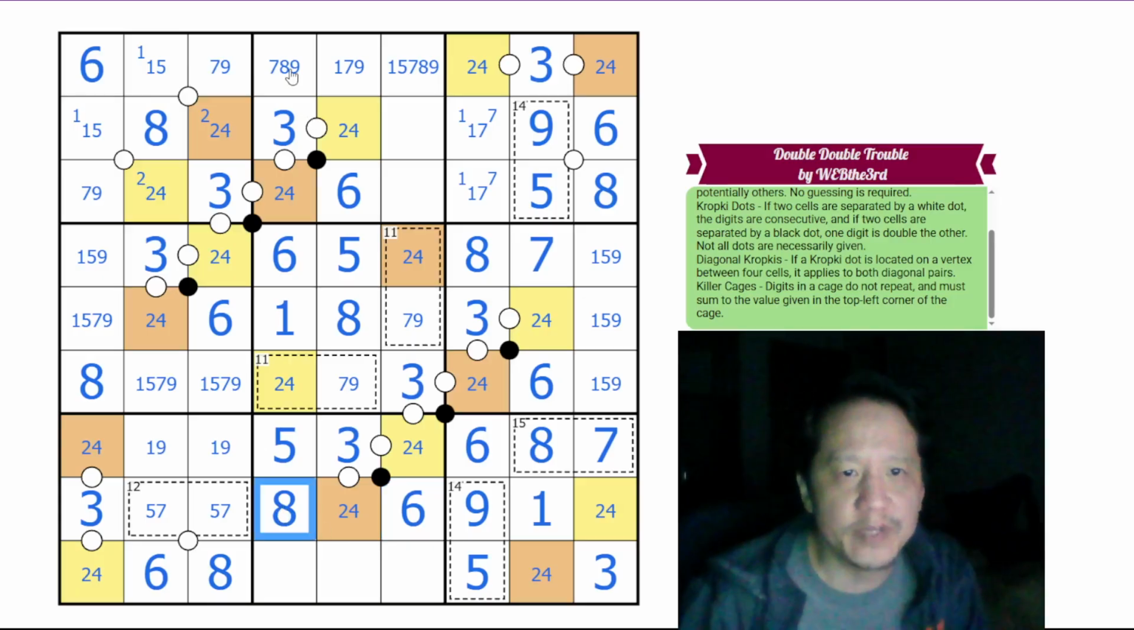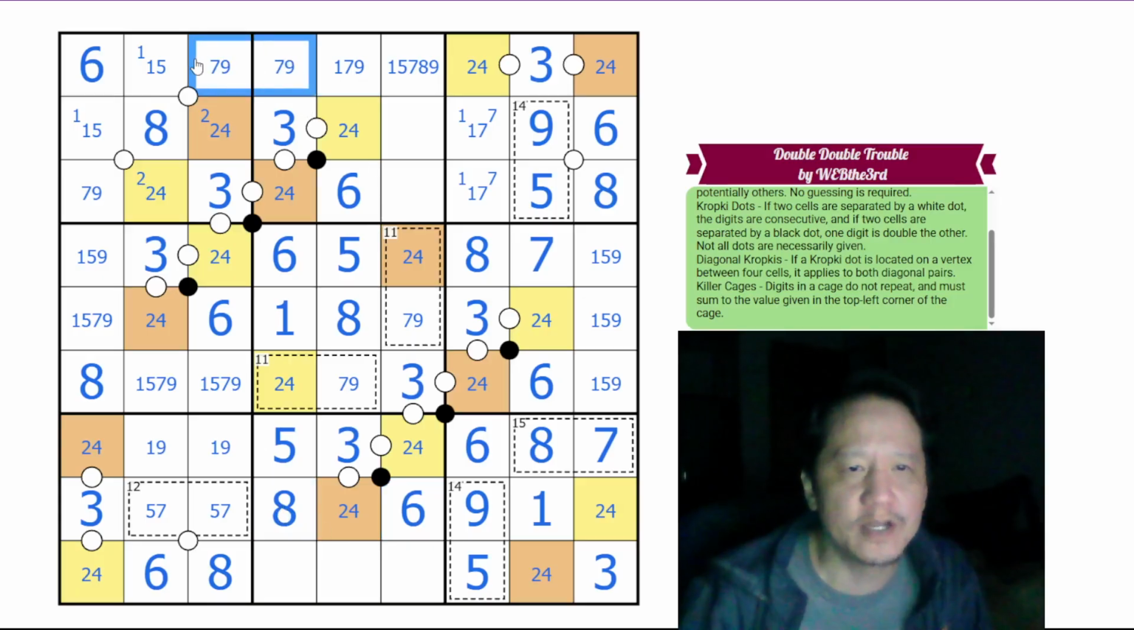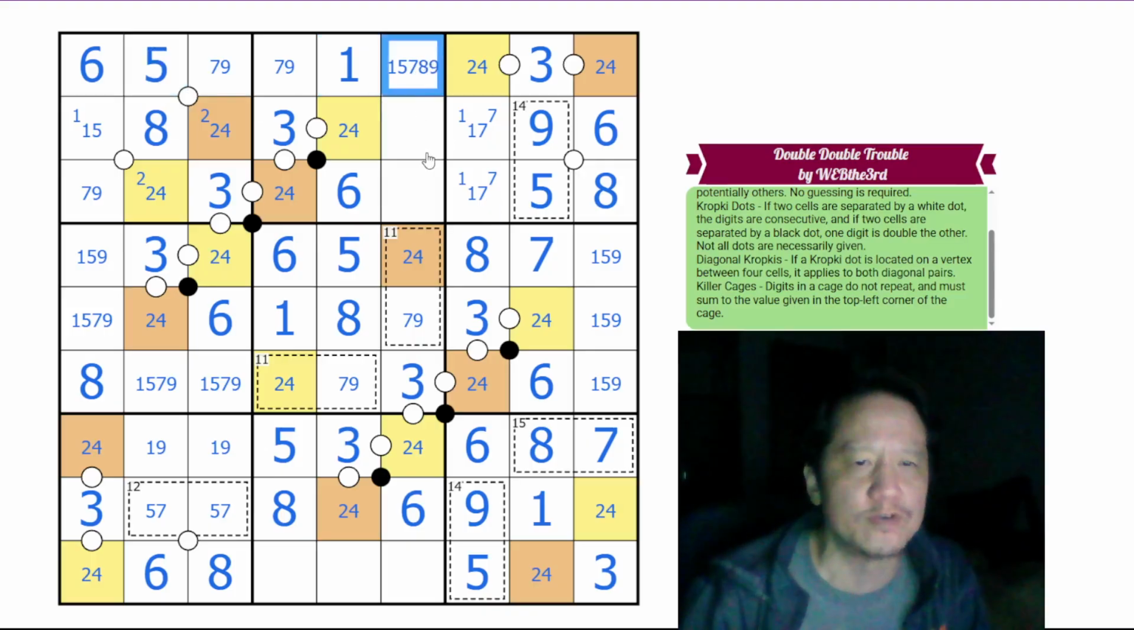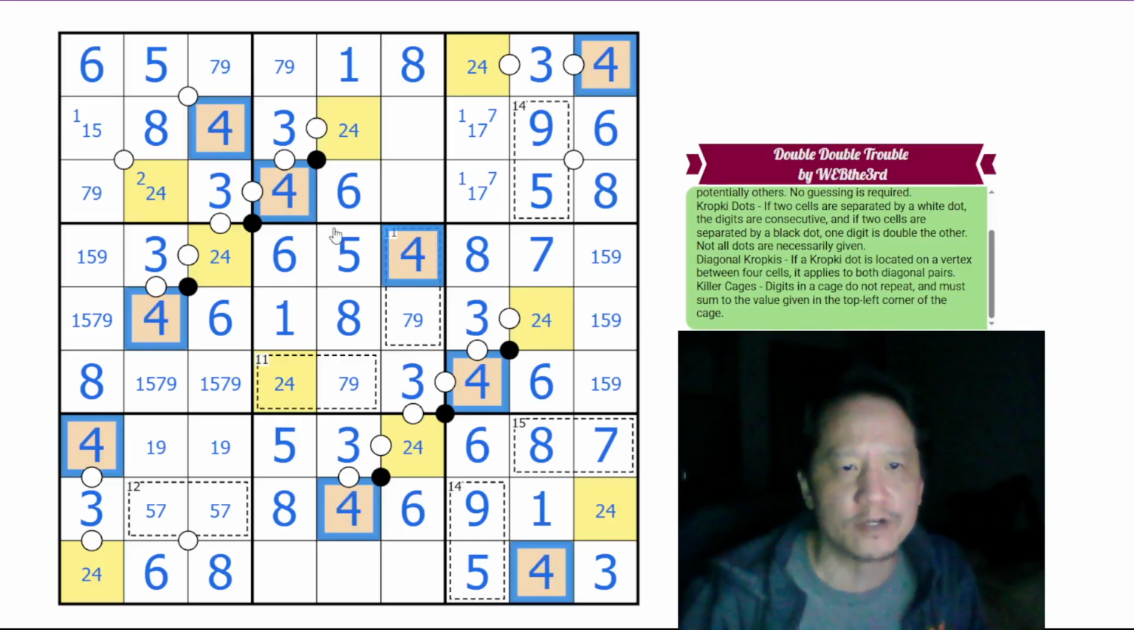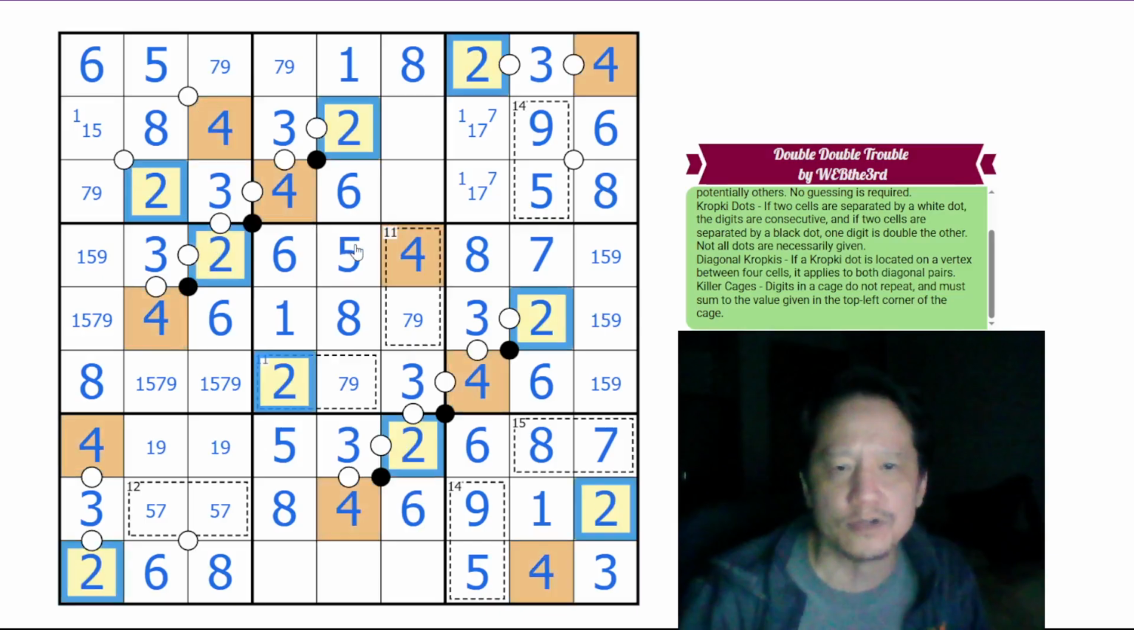This 8 eliminates 8 here. So we have a 7, 9 pair in row 1, which eliminates 7, 9 in the rest of the row. This can't be 7 or 9. It's 1, which forces this to be 5. This can't be 1, 5, 7, 9. It's 8. 5 is consecutive with 4. So all the oranges are 4. All the yellows are 2.